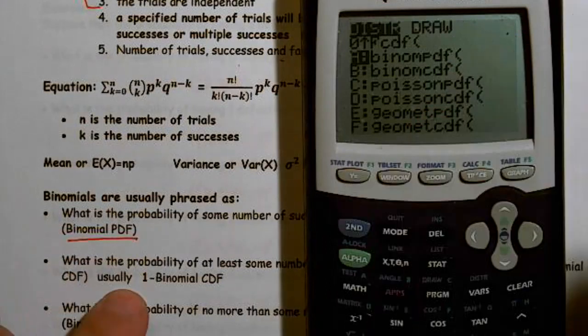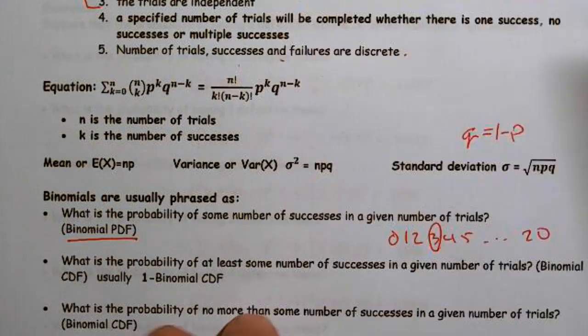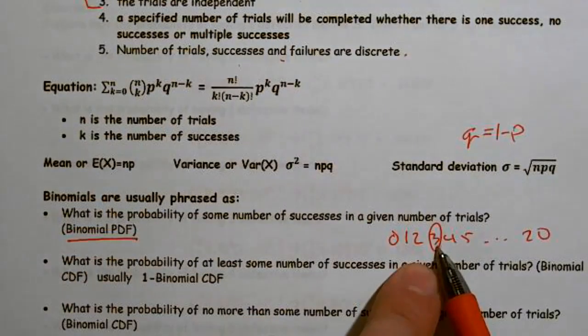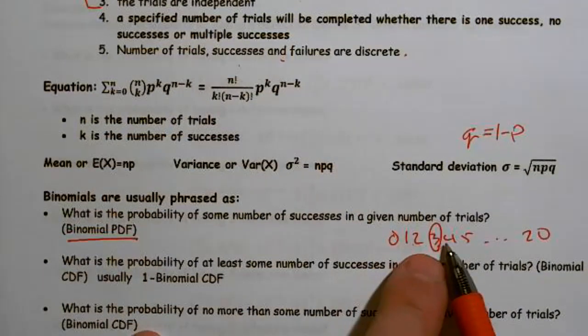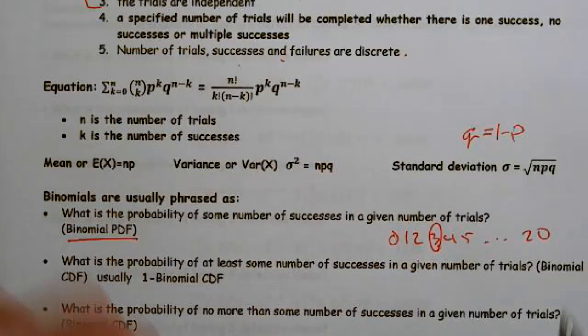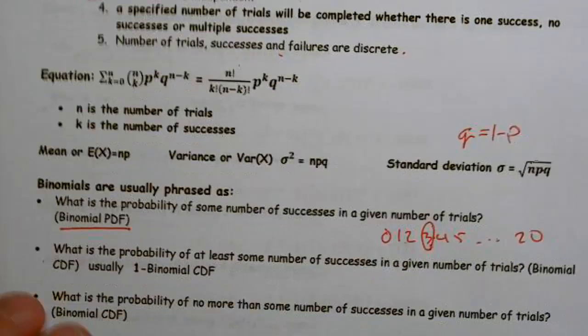All right. So PDF is for a specific number of successes. Hey, I'm only accepting 3 successes. What's the probability of 3 successes? I don't care about 1, 2, 3, 4, 5, all the way up to 20. And my number of trials in this case would have been 20.